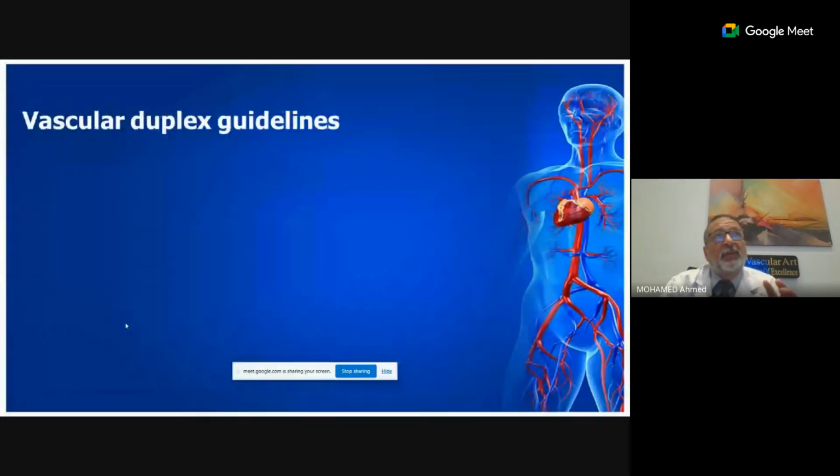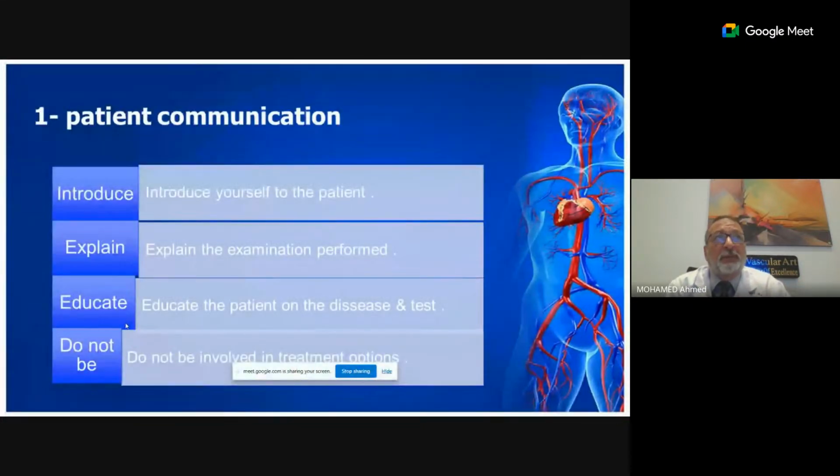Now, duplex guidelines. It's very important for you to introduce yourself to the patient. You must explain the examination. I am Dr. Fulan. I will do over the next 20 minutes a scan for your leg. It wouldn't be painful, I want to get the information, and it wouldn't hurt you.